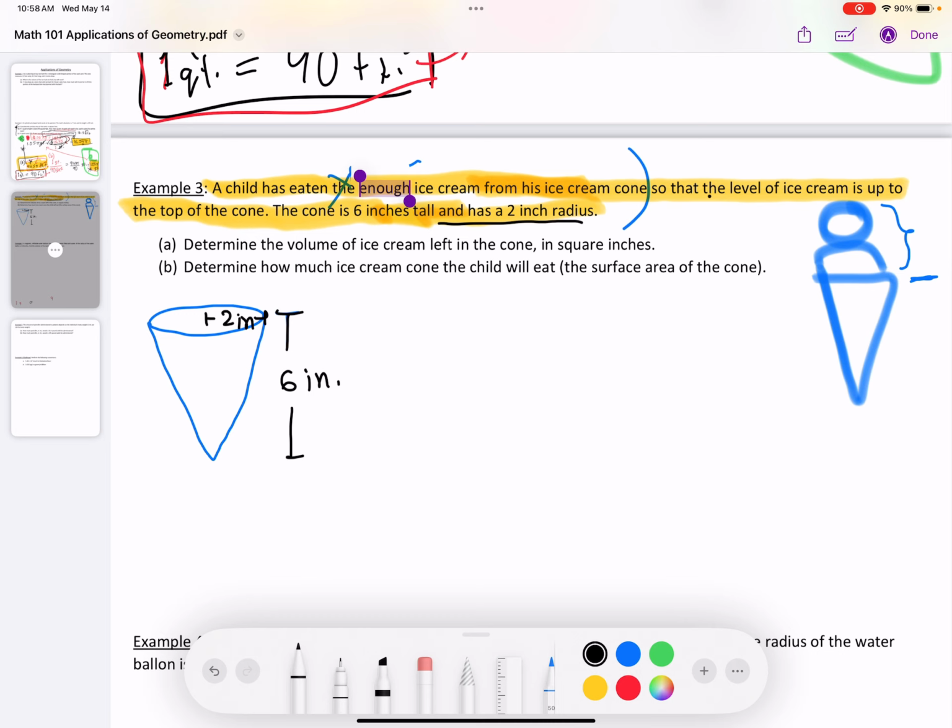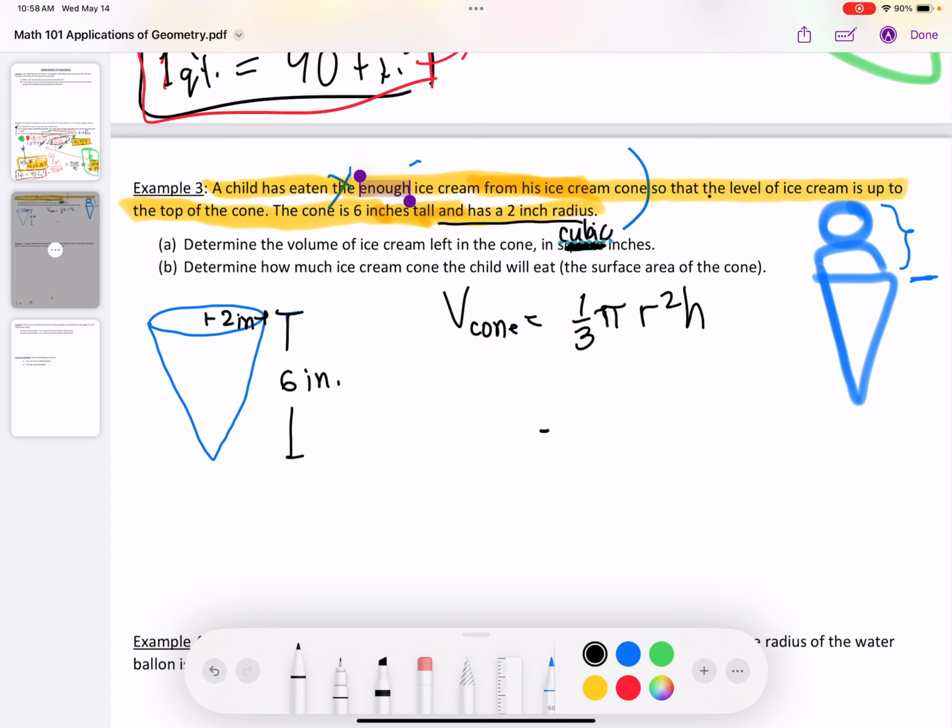Determine the volume of ice cream left in the cone in square inches. Wait, square inches? Sorry, that should be cubic inches, because volume is in cubic. If it was surface area, it would be square. Sorry about that. I would need to go back and look through the formulas and say, okay, what's the volume of a cone? That's right. Volume of a cone is 1/3 pi r squared h.